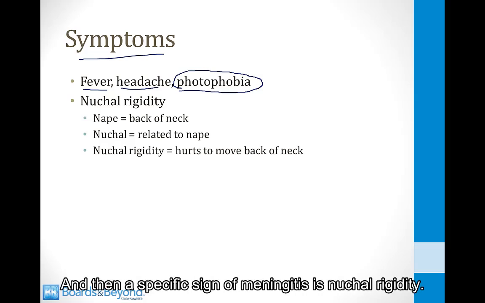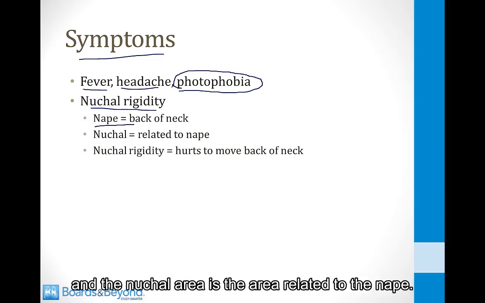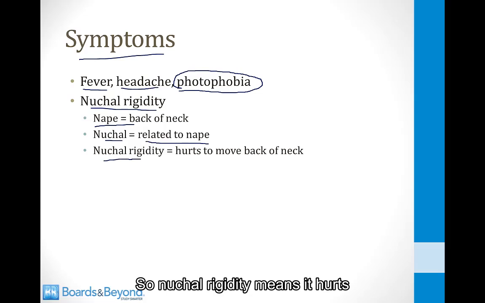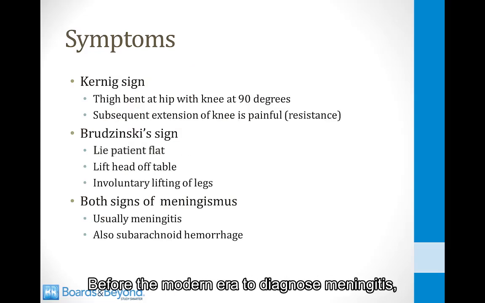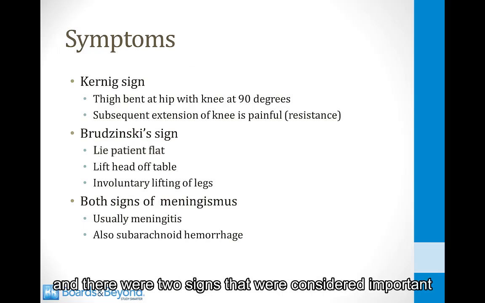And then a specific sign of meningitis is nuchal rigidity. So the nape is the back of the neck, and the nuchal area is the area related to the nape. So nuchal rigidity means it hurts to move the back of the neck. Before the modern era, to diagnose meningitis, you had to use the physical exam, and there were two signs that were considered important for diagnosing meningitis.